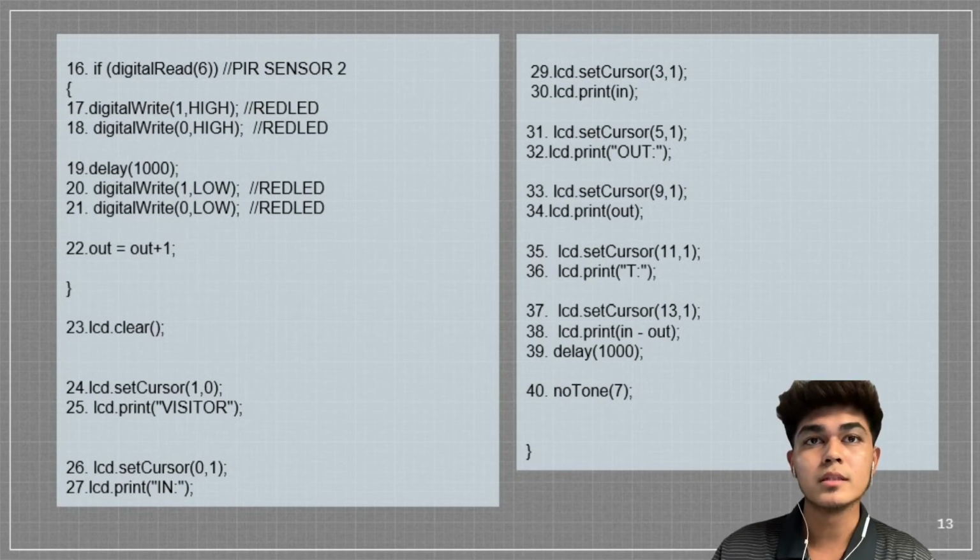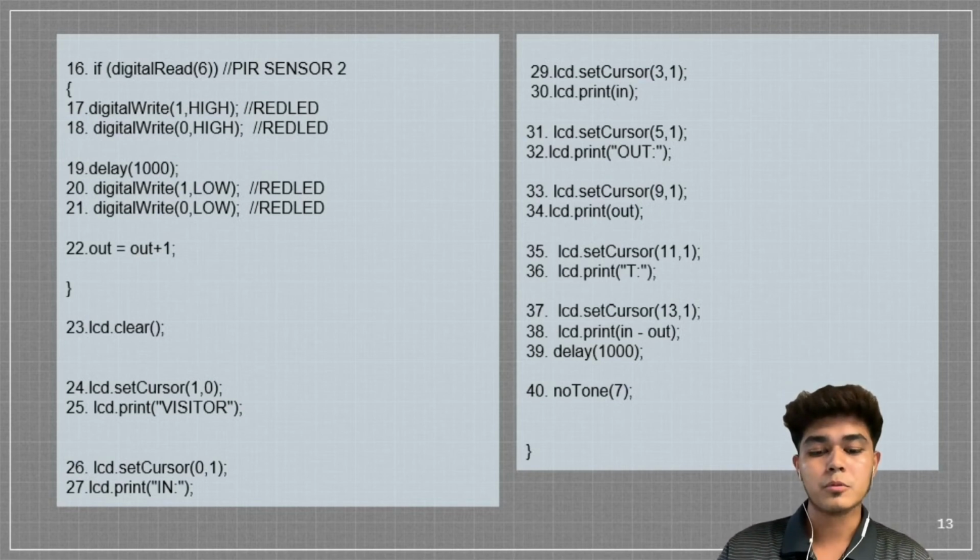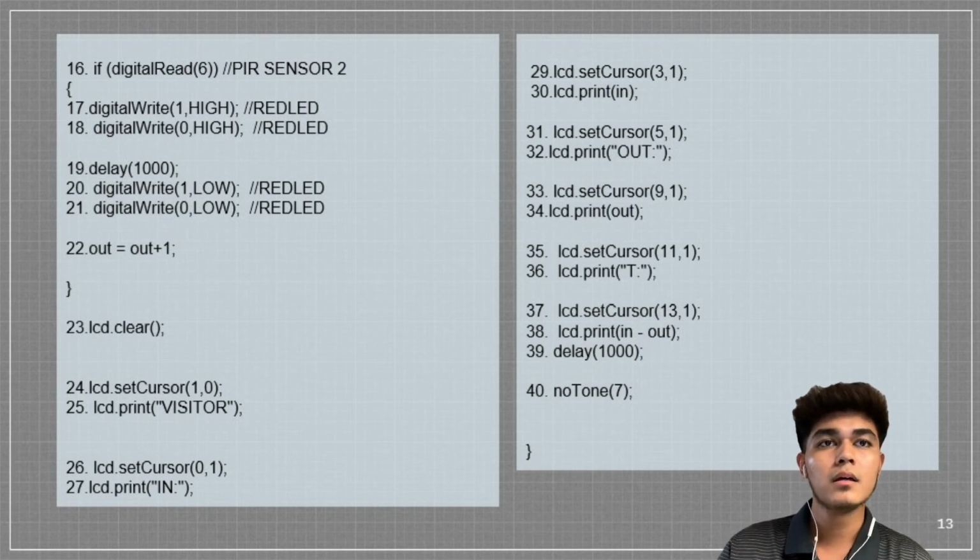For line 23, lcd.clear is to clear the LCD and position the cursor in the upper left corner. And for line 24 until line 39 is to display the words on the LCD screen. And lastly, for line 40, noTone is to stop the sound of the buzzer.